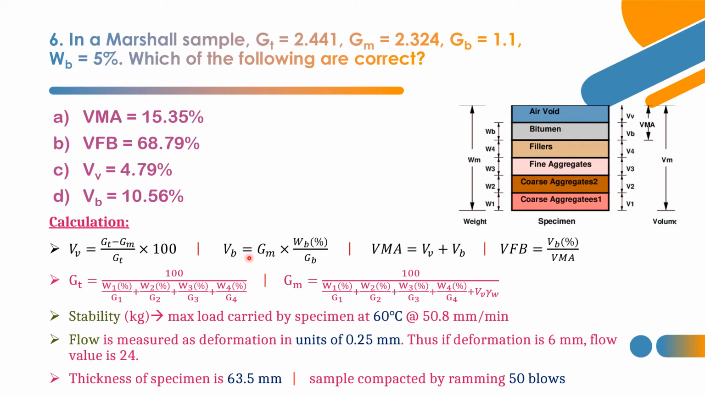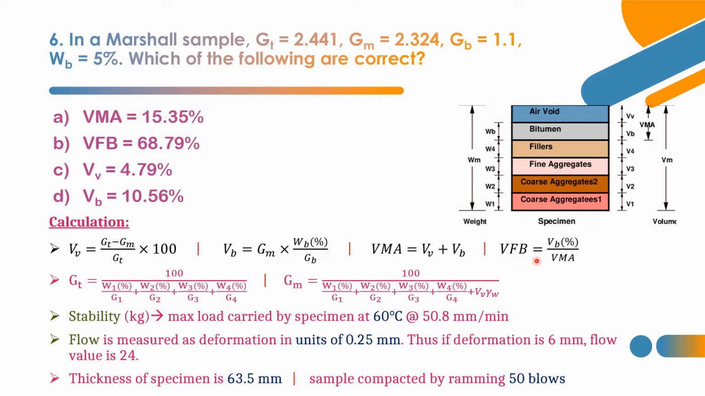Next, VB, volume of bitumen, is equal to GM into WB by GB. GM is the bulk specific gravity, WB is the percentage of bitumen weight, or weight of bitumen by total weight in percent, divided by GB, the specific gravity of bitumen, that is given as 1.1. Just substitute here and get the answer for VB as 10.56%. Next is the VMA. Volume of mineral aggregates is VV plus VB. Just add both together, 4.79 plus 10.56%, and 15.35 is the answer for VMA.